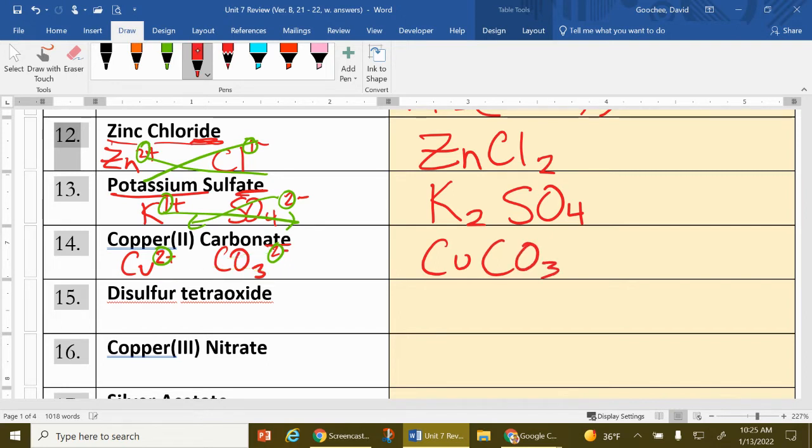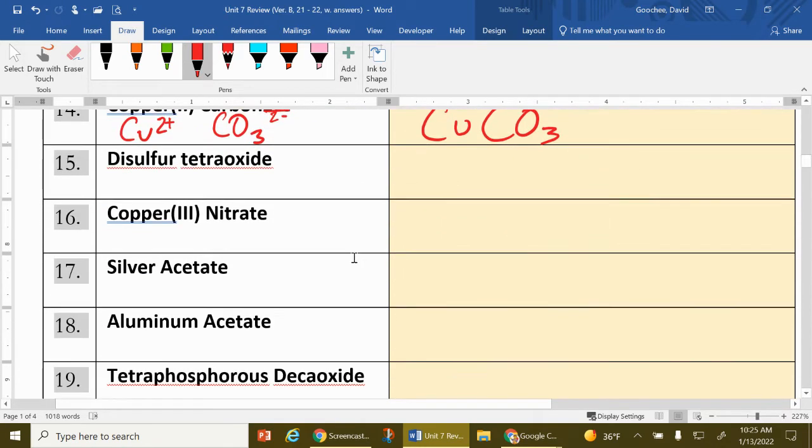So the actual formula is CuCO3. Guys, when you're about to crisscross an ionic compound and you see that the charges are the same, just opposites of each other, stop. You don't need to crisscross this. This copper here is a 2 plus ion. This carbonate is a 2 minus ion. That means one of each will cancel the other out. So you don't need to crisscross if the charges are opposites of each other. You just have 1 and 1. All right, let's go on to this next one.